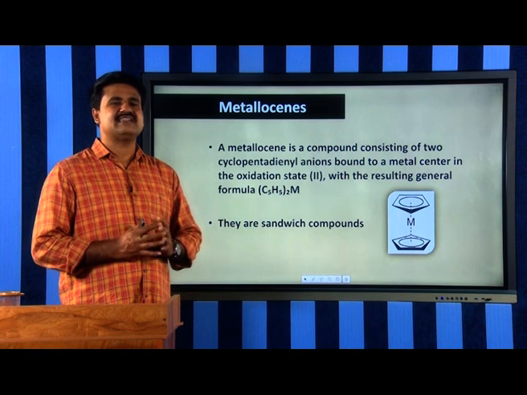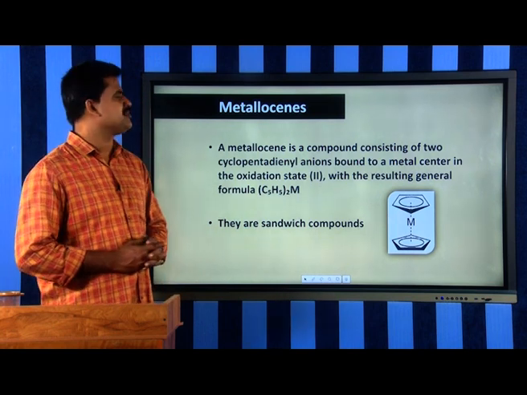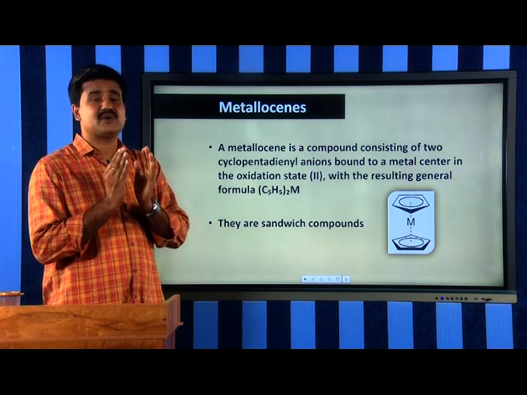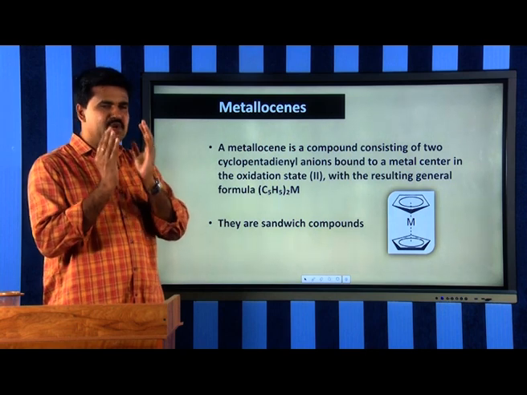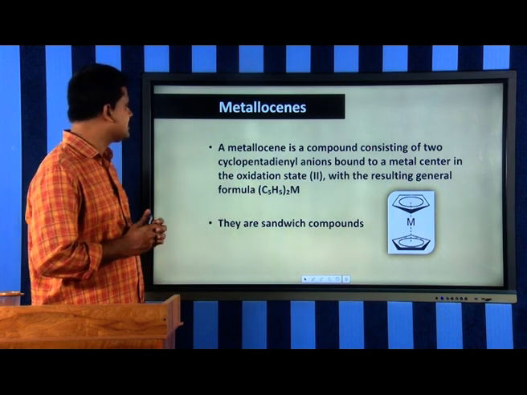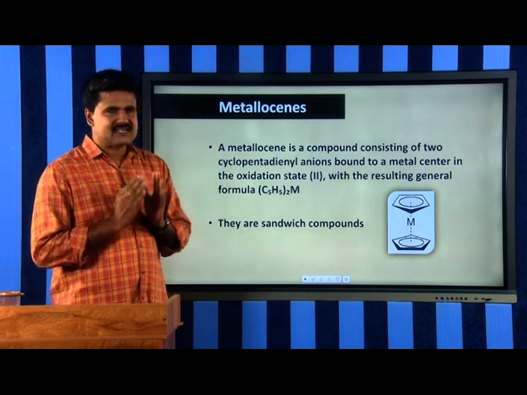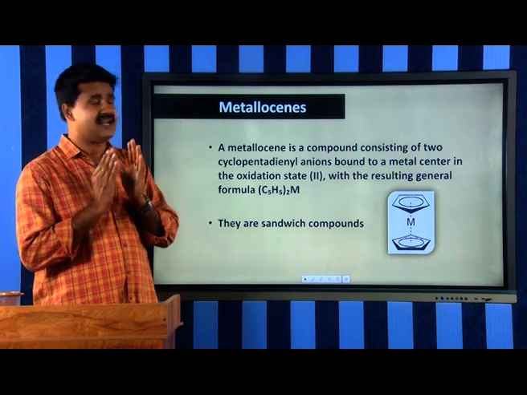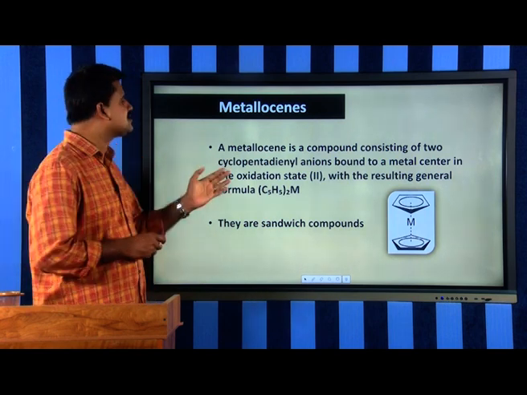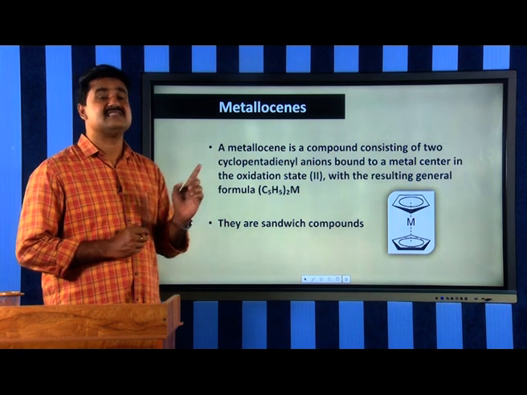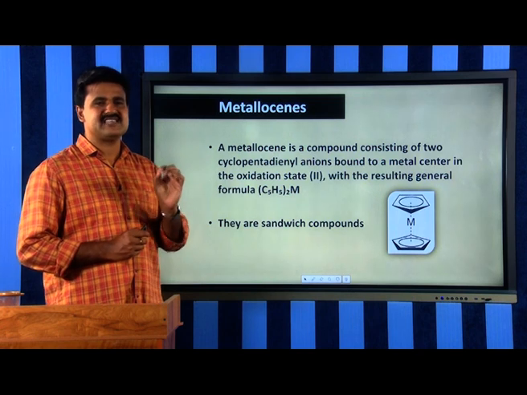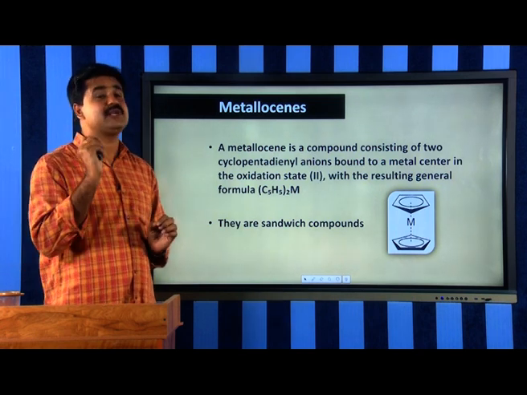Now, another category of organometallic compounds, that is, metallocenes. Whenever we hear about metallocenes, we come to know about sandwich compounds, and we can enter into details of the sandwich compound later. A metallocene is a compound consisting of two cyclopentadienyl anions bound to a metal center. That metal center is preferably in the oxidation state of +2, resulting in the general formula (C5H5)2M. This can be simply denoted as Cp2M.